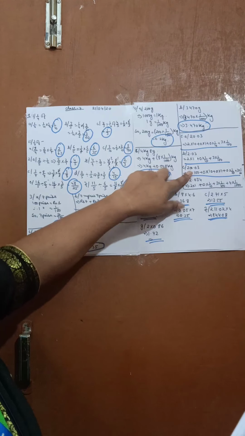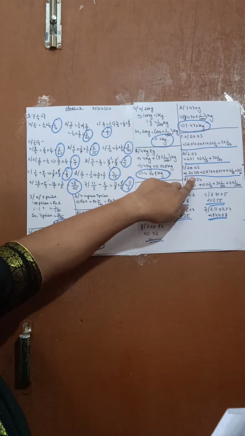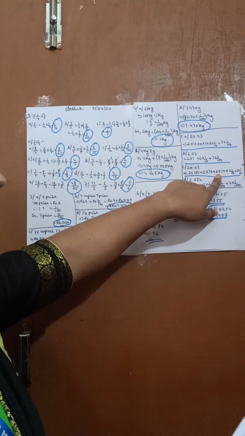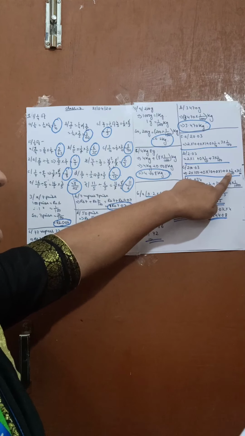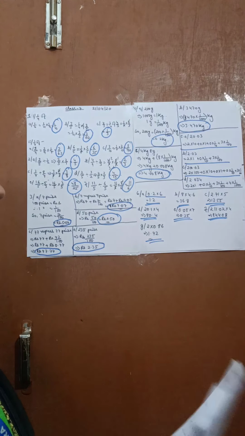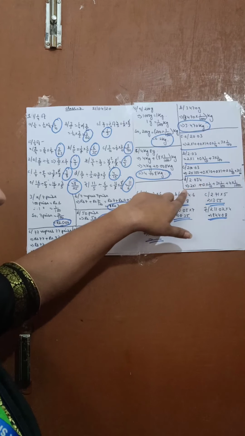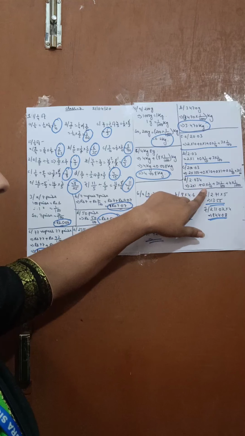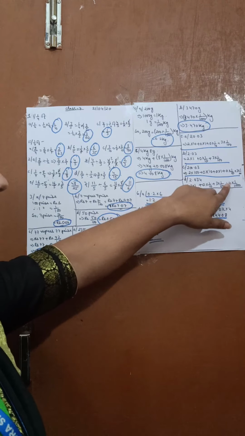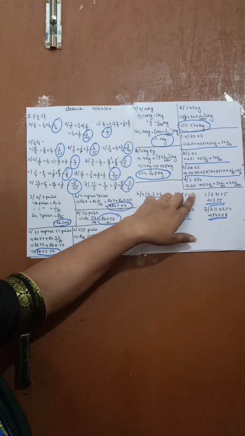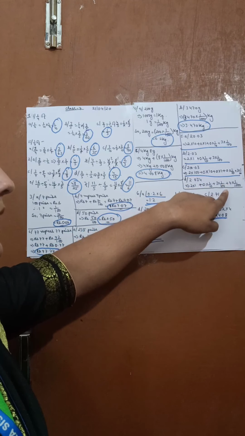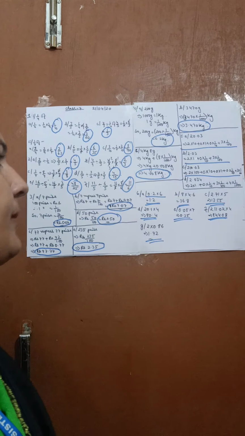Number C is 200.03: 2 into 100 plus 0 into 10 plus 0 into 1 plus 0 into 1 by 10 plus 3 into 1 by 100. Number D is 2.034, is equals to 2 into 1 plus 0 into 1 by 10 plus 3 into 1 by 100 plus 4 into 1 by 1000. I am repeating it. 2 into 1 plus 0 into 1 by 10 plus 3 into 1 by 100 plus 4 into 1 by 1000.